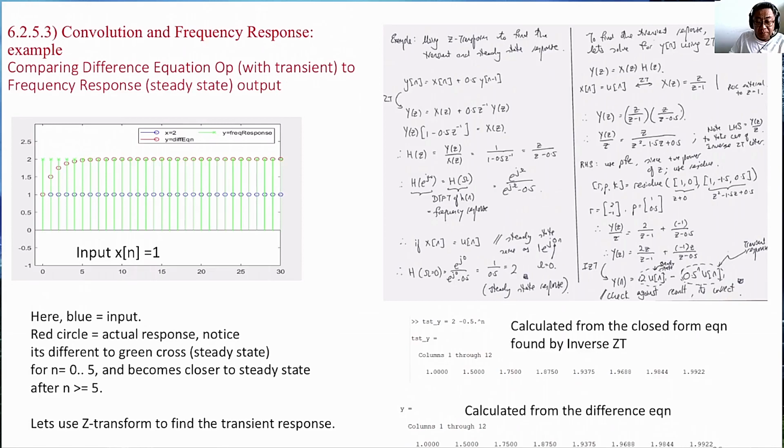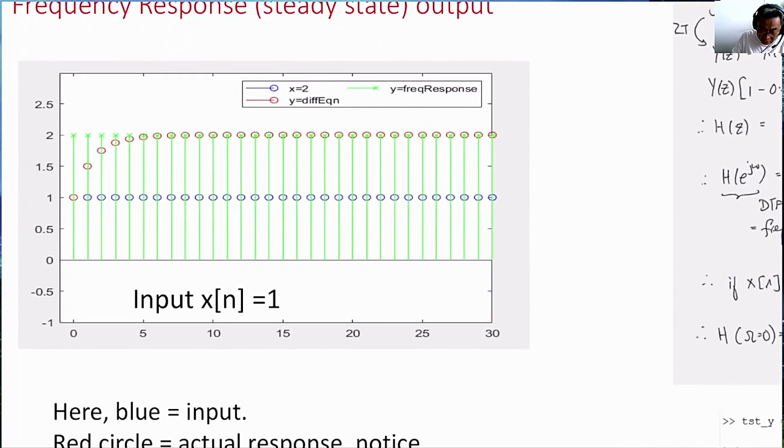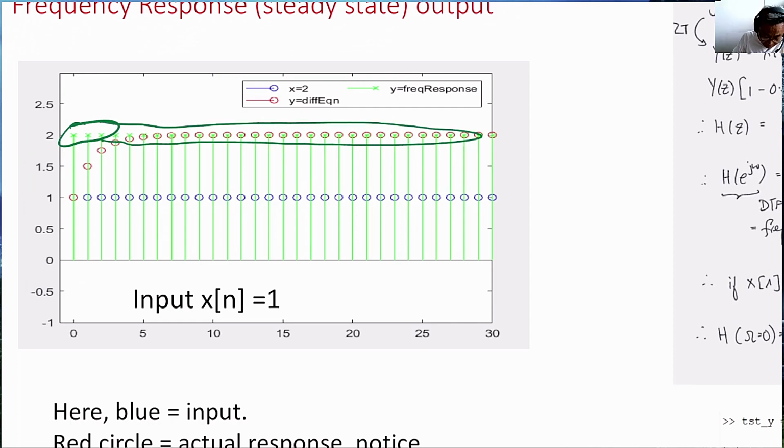In the previous example, we used the frequency response, and as such we could only get the steady state, which is the green dots over here. The green dots represent the steady state response. So you see that in this particular example the input was 1 and the output was 2.